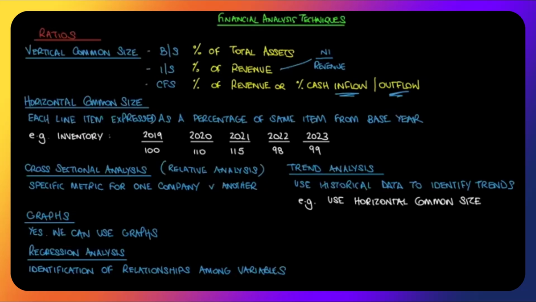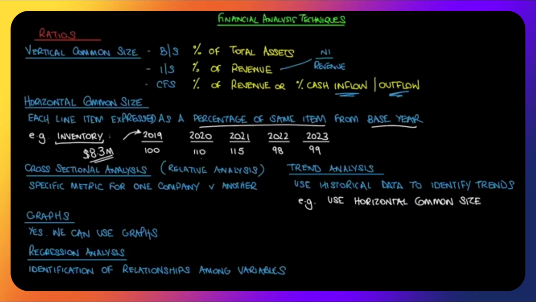What we haven't mentioned so far are horizontal common size statements. What happens there? Every line item is expressed as a percentage of the same item from a base year. So you're not comparing one item to another. You're taking, for example, on the balance sheet, inventory. If your base year was 2019, I don't care what number inventory was, it might have been 8.3 million, for example. You set that 8.3 million as your base number and say that is 100. In 2020, you then express it as a percentage of that base number. So if inventory went up by 10%, you'd say in 2020 it's 110 and so on.